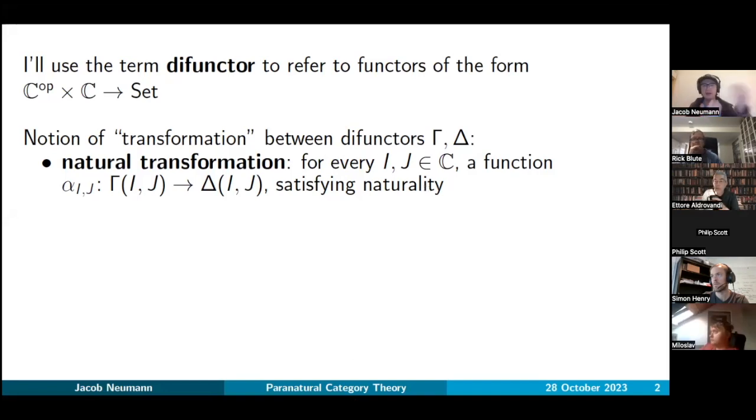So a difunctor is just an instance of a functor, and so we can have a natural transformation between them. And this is, of course, a well-known notion and a very well-studied notion. And for many applications, it's just the right concept. But one thing I want to note about natural transformations in this case is that a natural transformation is going to be doubly indexed over the objects of the category. So for every pair of objects i and j of the category, we're going to have a map alpha ij, if alpha is a natural transformation between gamma and delta, from gamma ij to delta ij. And so in some cases, this is what we want.